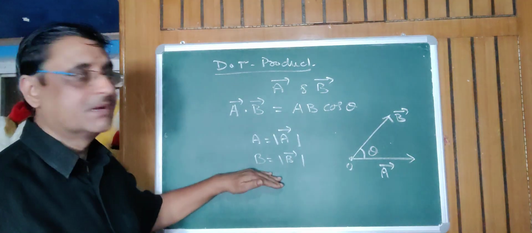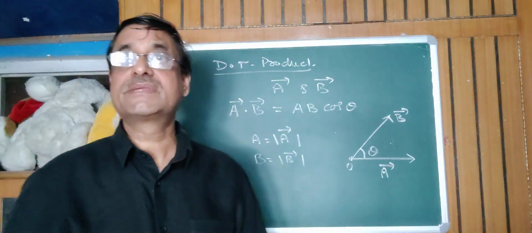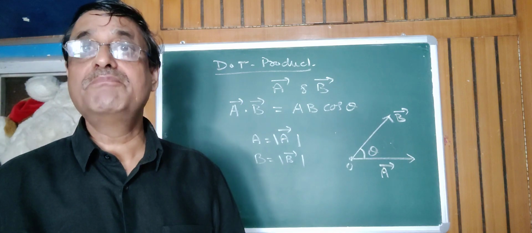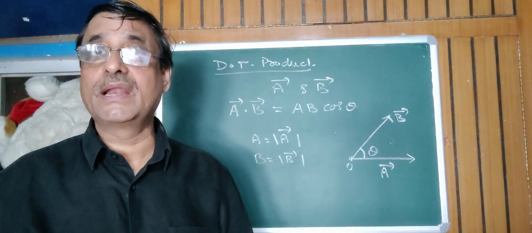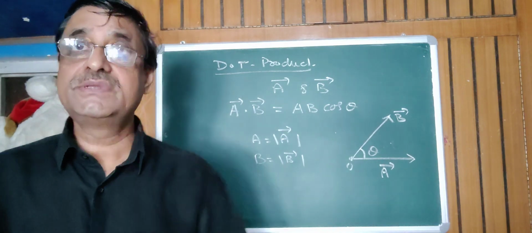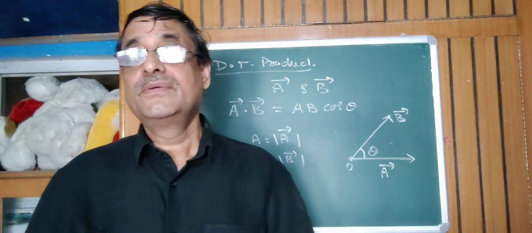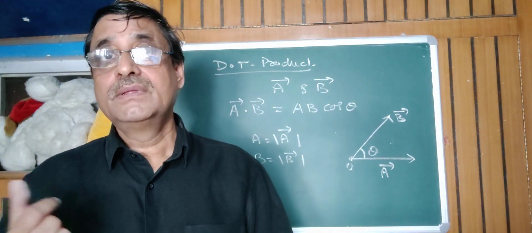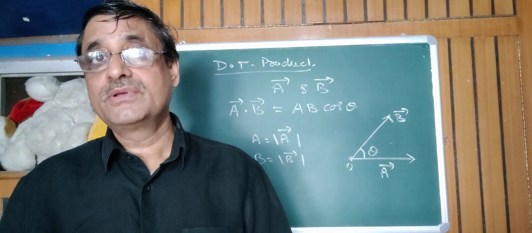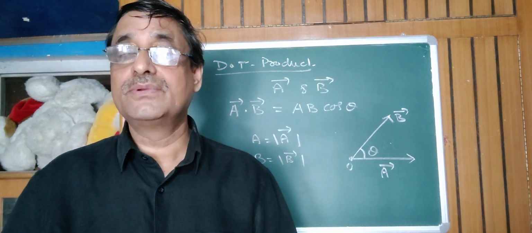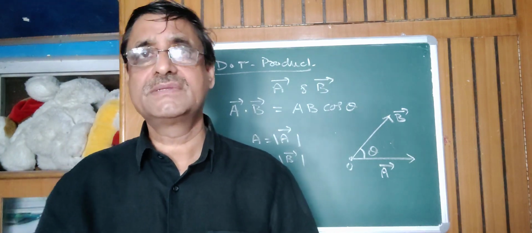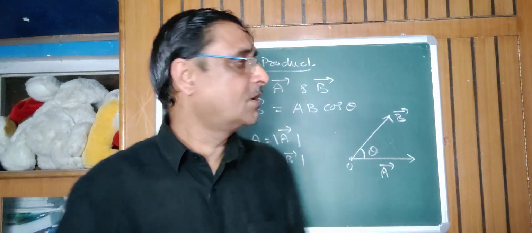So this is called the dot product. And you know the dot product is a scalar quantity. It has only magnitude and it has no direction. So whenever you see a dot product, it means we are talking about A dot B, that is AB cos theta, and it has only magnitude and no direction. So this is how we write it.